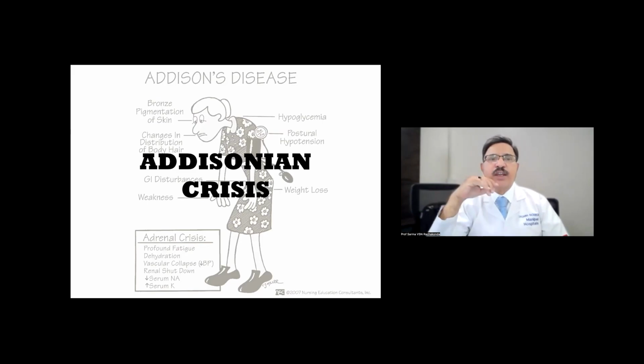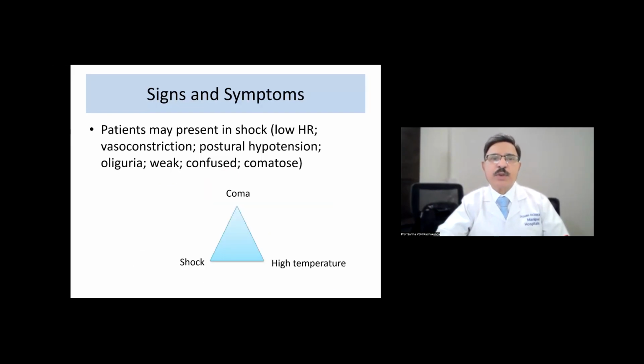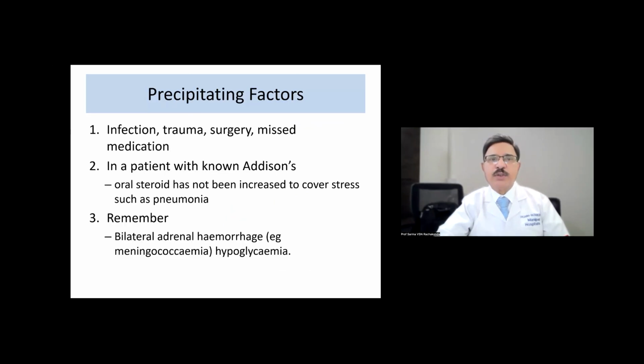bronze pigmentation of the skin, changes in the distribution of body hair, hypoglycemia, postural hypotension, weight loss, GI disturbances, abdominal pain, vomiting, weakness, profound fatigue, dehydration, vascular collapse, renal shutdown, decrease in sodium and increase in potassium are markers of adrenal crisis. Signs and symptoms of crisis I have told you: shock, coma, and high temperature. Precipitating factors: infection, trauma, surgery, missed medication in patients with known disease. Remember, bilateral adrenal hemorrhage due to meningococcemia can cause sudden Waterhouse-Friderichsen syndrome.